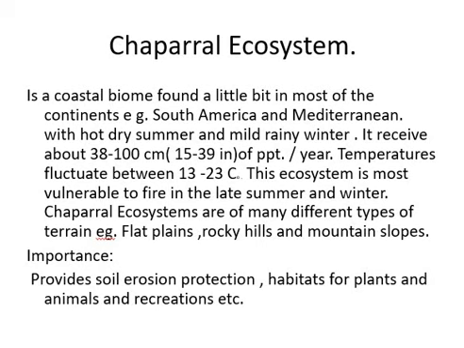Temperature fluctuates between 13 to 23 degrees centigrade. This ecosystem is most vulnerable to fire in the late summer and winter. Chaparral ecosystems consist of many different types of terrains, for example, flat plains, rocky hills, and mountain slopes, etc. Importance: they provide soil erosion protection, habitat for plants and animals, and recreation purposes, etc.